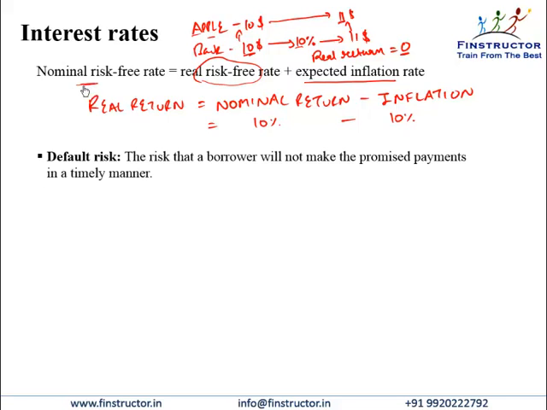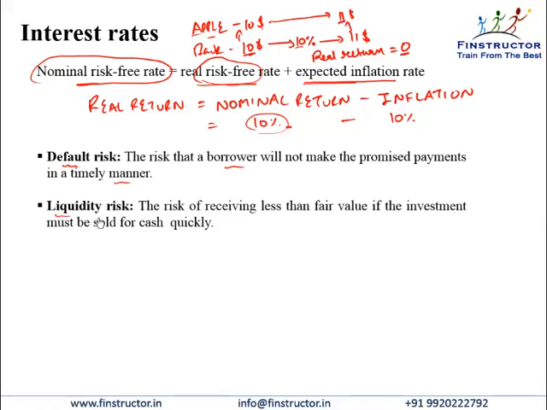So if the risk-free rate offered by government securities is, for example, 10%, then the rate that has to be offered by an HUL or a DLF or any corporate has to be higher. It has to be higher to account for the various risks that corporates have. There is a risk of default, that is, the borrower will not make the promised payments in a timely manner or will default on its obligations.